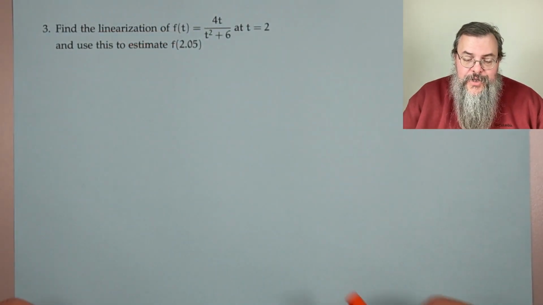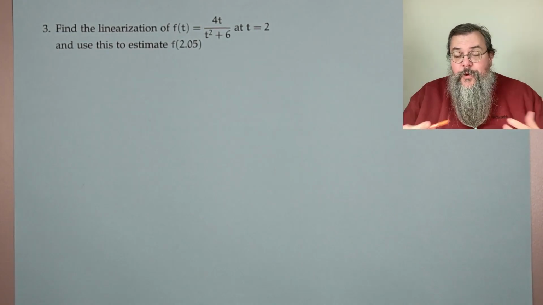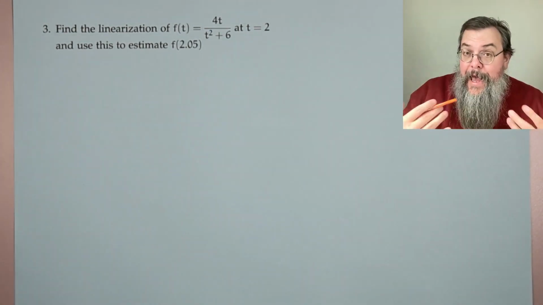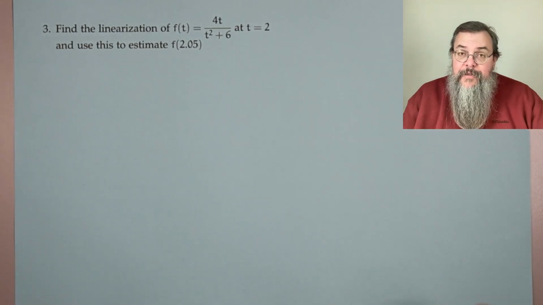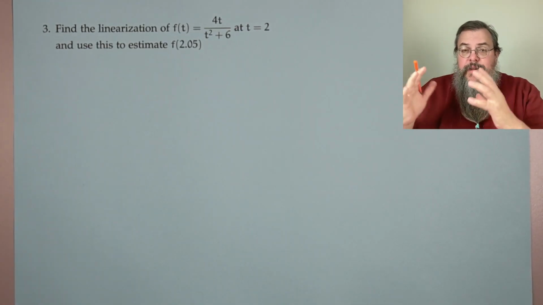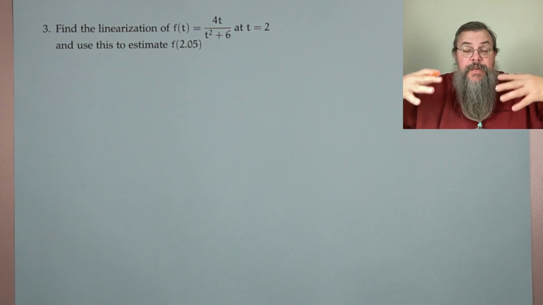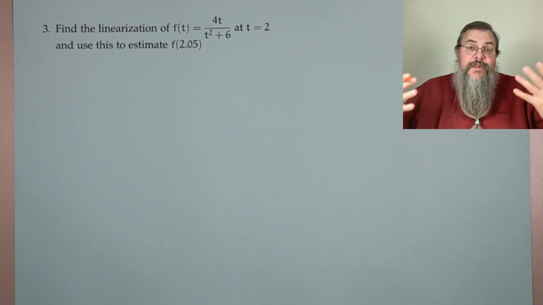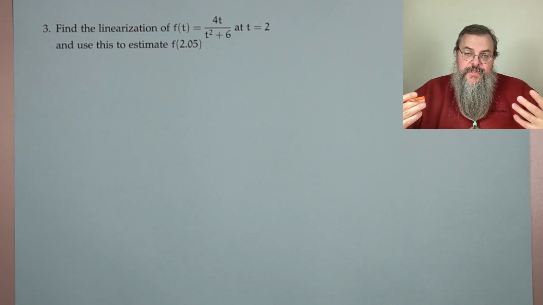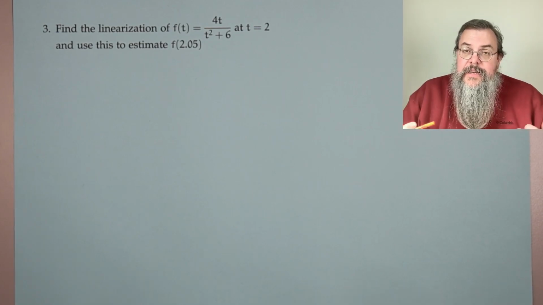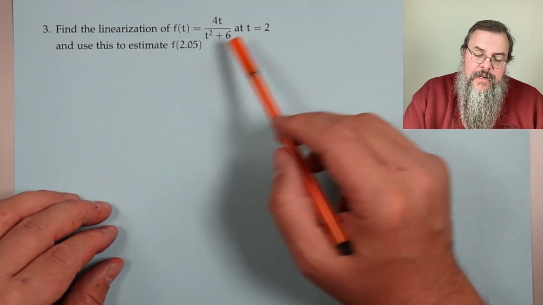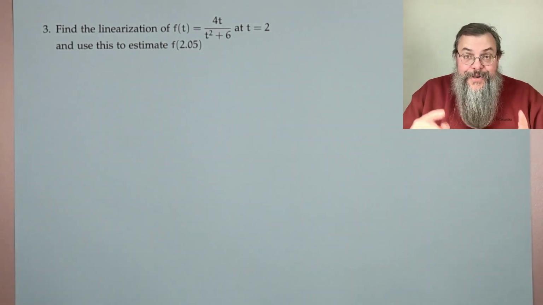Find the linearization of f of t, which is 4t over t squared plus 6 at t equals 2, and use this to estimate f of 2.05. So the idea is linearization is an approximation to the function, because the tangent line is an approximation. In some sense, it's the best approximation as a line near the point of tangency. So we have our tangent line at 2, and 2.05 is near 2.